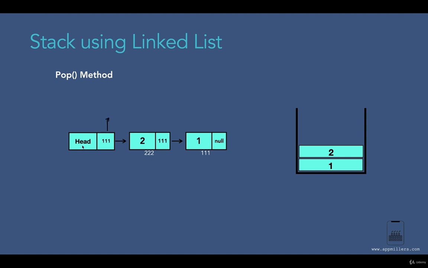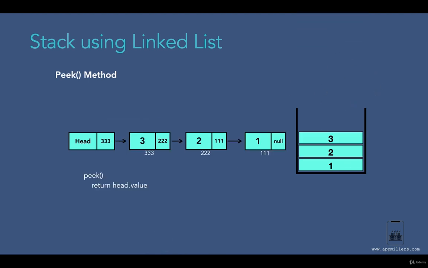Now here again we are going to update the head reference to point to the next node, and the link between head and this node gets destroyed, and this node becomes eligible for garbage collection, so we are going to return this node, and this node will be deleted from the memory. As you see, it's popped out from the stack over here. Now let's continue to the next method.